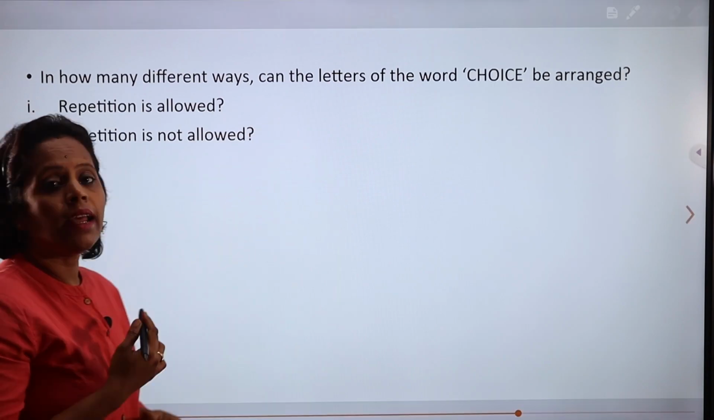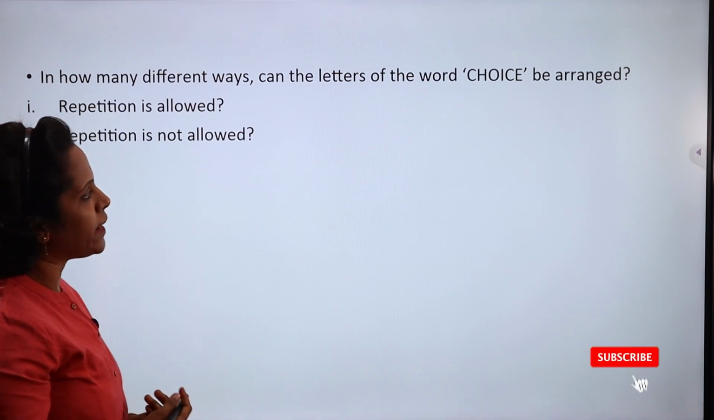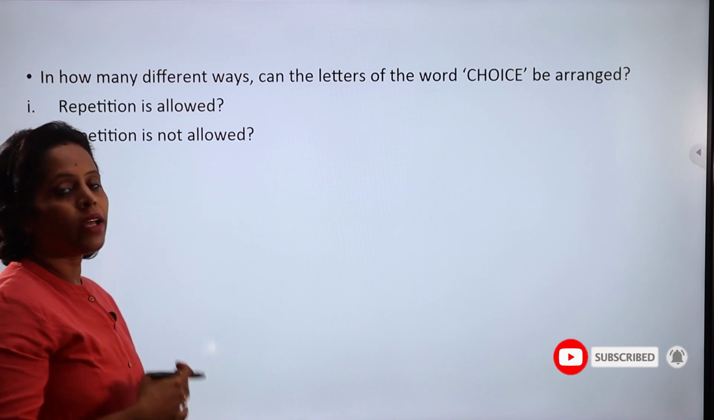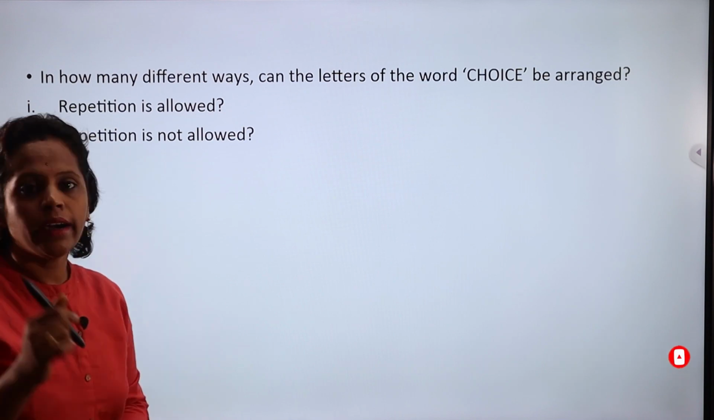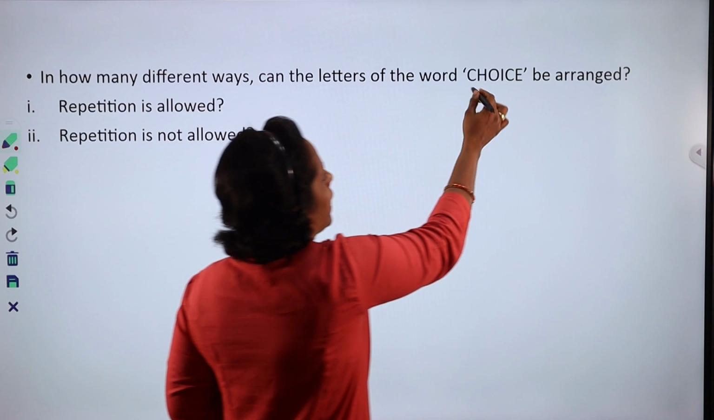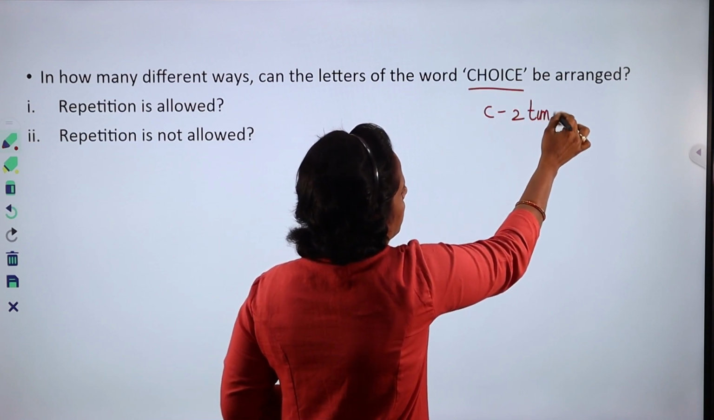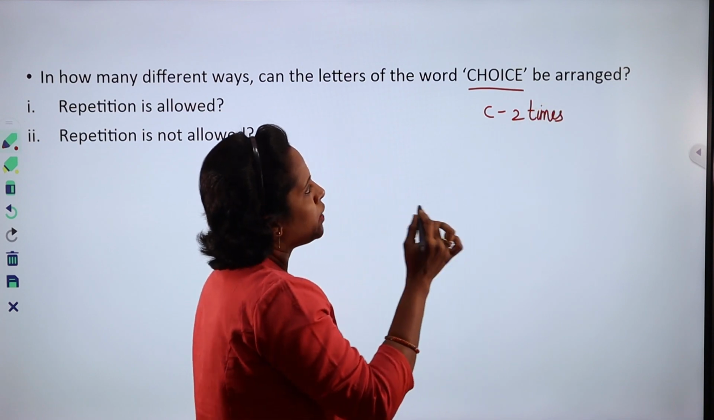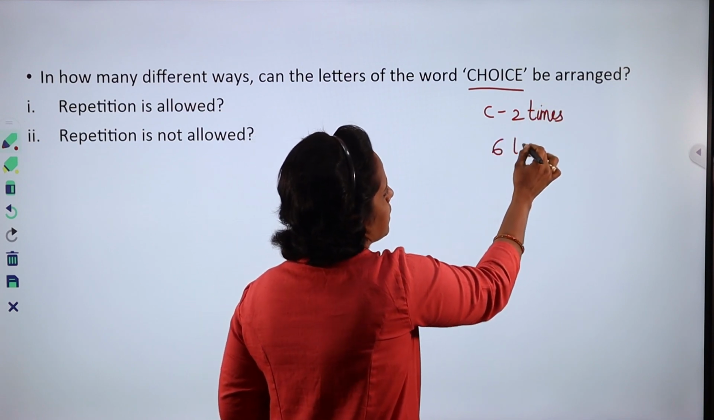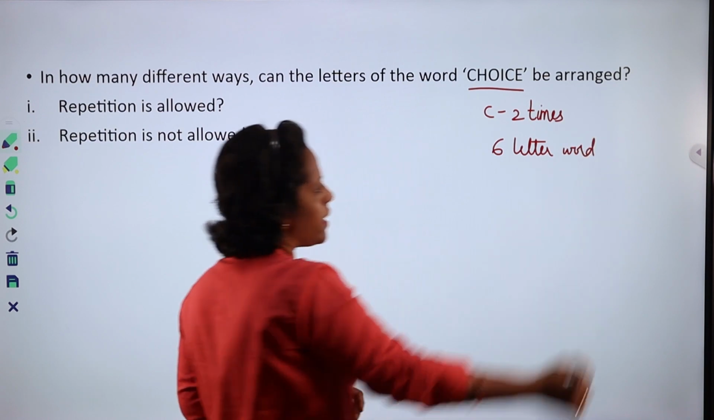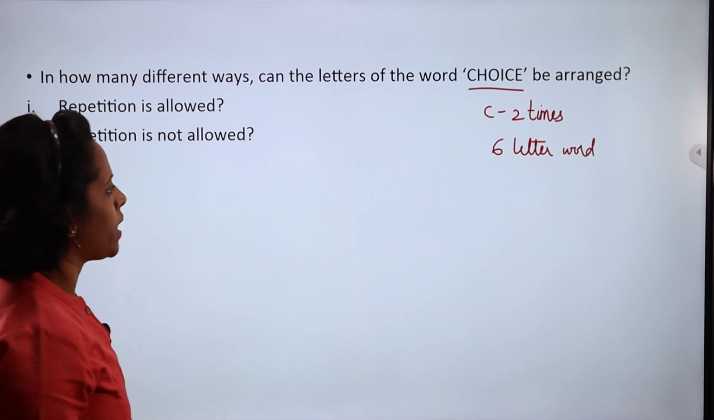Simple, huh? In how many different ways can the letters of the word choice be arranged when repetition is allowed and repetition is not allowed? Here, if you can see, the letter C is repeated twice and it is a 1, 2, 3, 4, 5, 6 letter word. Right? It is a 6 letter word in which C is repeated twice.